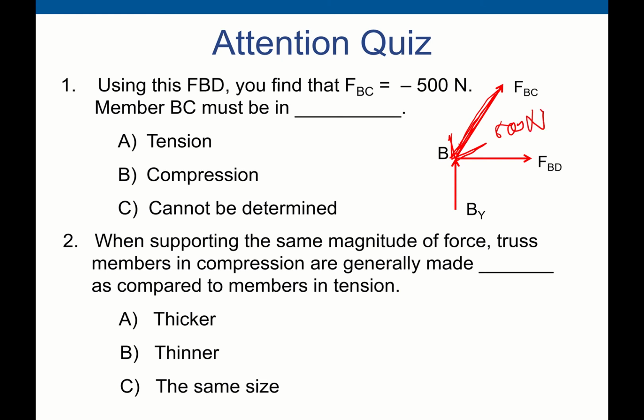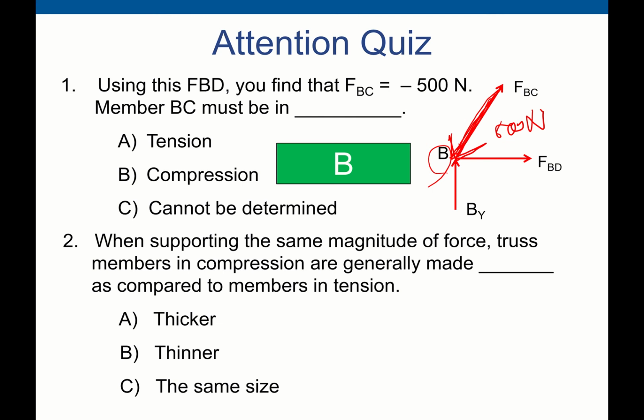The question is, member BC must be in what? You can see that there is a pushing force toward the joint B. So this member BC must be in compression.